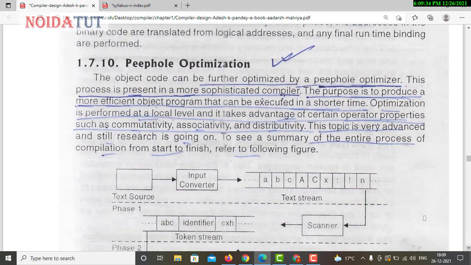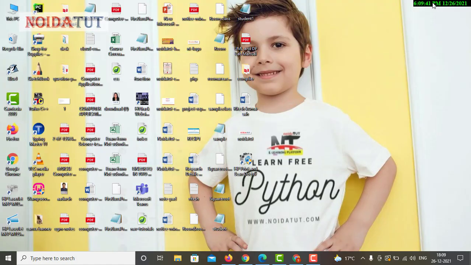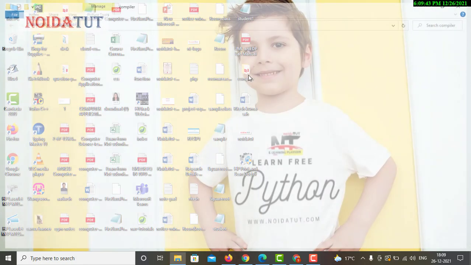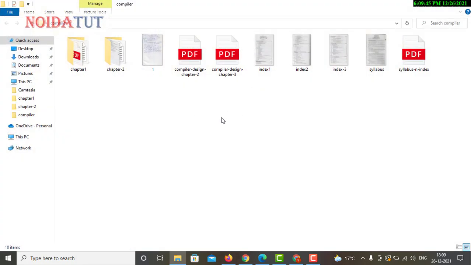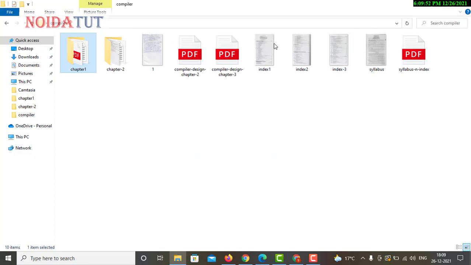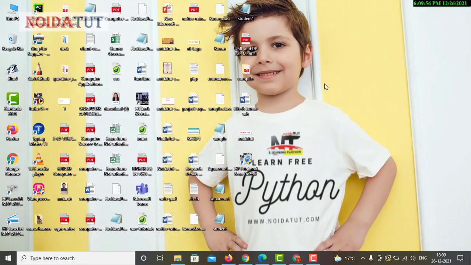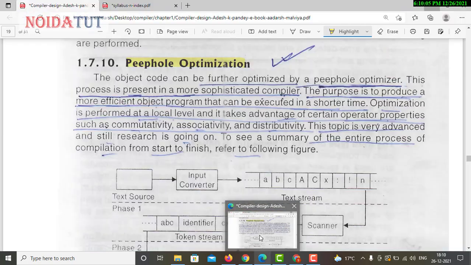Now the next part is the peephole optimization. Fine. Yesterday I downloaded one of the last year's questions. I'm just going to show you. The last year question paper was there. Let me see if it is there. I don't remember where I saved it. Okay, fine. I'm just going to check it again. Anyway, now let me proceed further.